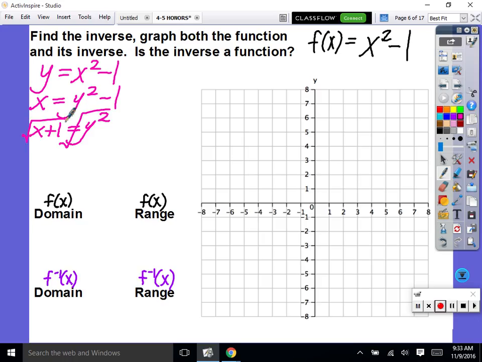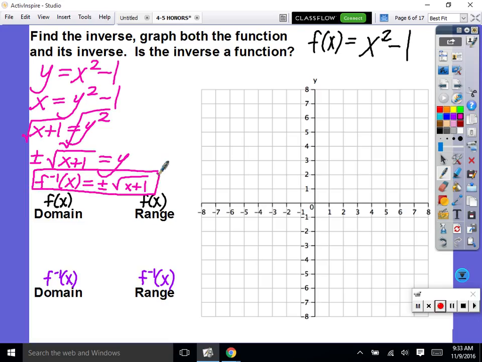Now we can't forget, when we're technically solving here, that it's really plus or minus the square root of x plus 1 equals y. So our inverse function, I'm going to write it correctly, f inverse of x is equal to plus or minus the square root of x plus 1. Okay, so I'm going to box around that so we can keep focused.